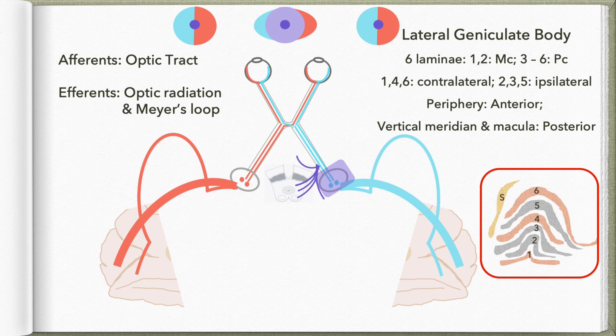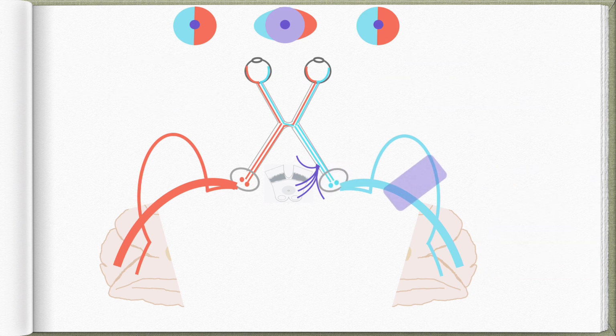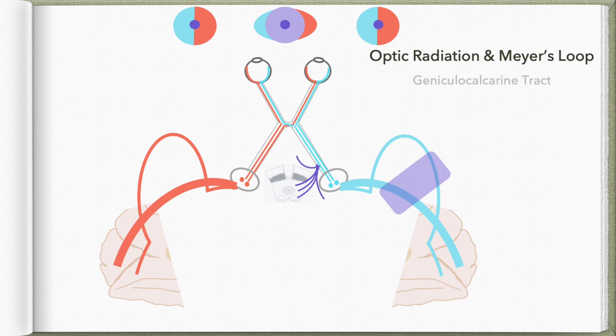So the lateral geniculate body will receive its afferents from the optic tract and sends its efferents through 2 fiber pathways. One is the optic radiation, second one is the Mears loop. So let us find out what they are. Both this optic radiation and the Mears loop together will form what is known as geniculocalcarine tract, because they start from the lateral geniculate body and they go to that part of the cortex which is around the calcarine sulcus.